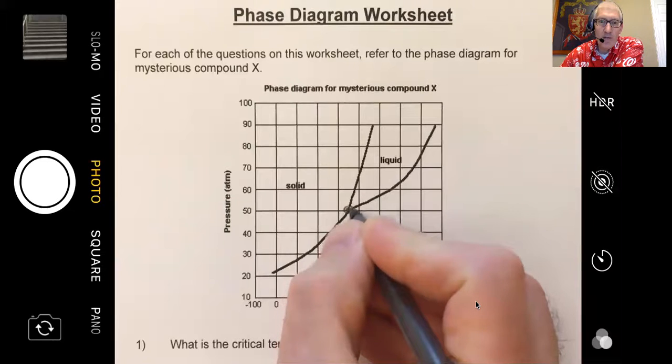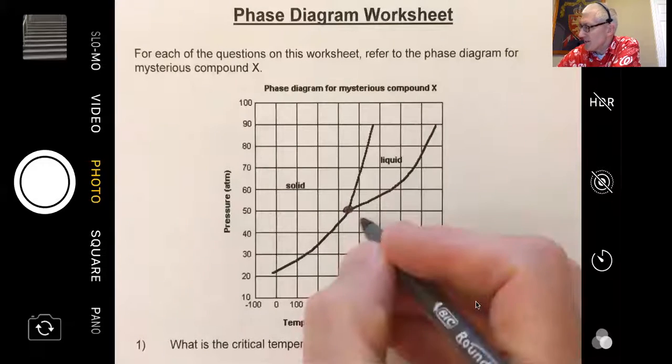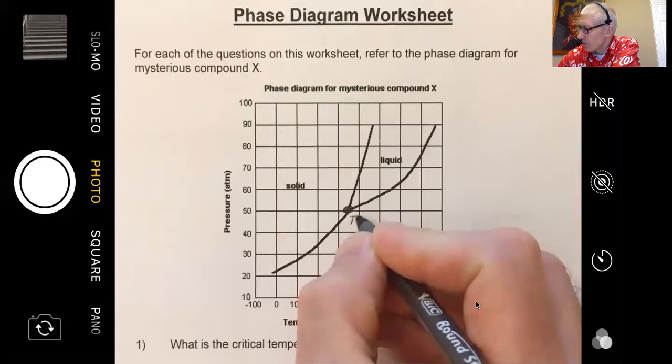There's this point right here, which is the point where at this particular pressure and this particular temperature, all three phases can exist at the same time. So since it's three phases, this is labeled the triple point.